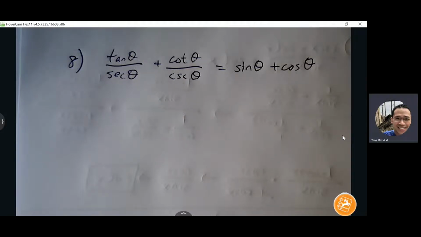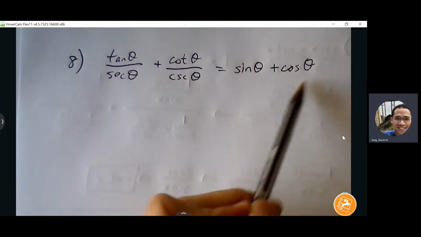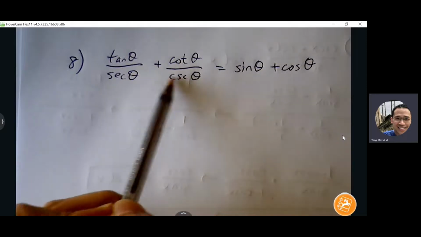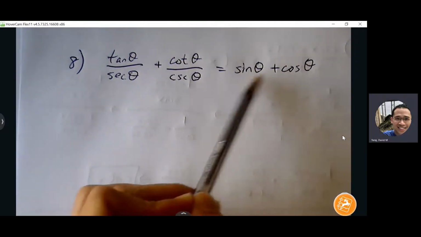Okay, what are you thinking here? Sine cosine. Yeah, kind of giving it away on the right side, right? Well, if everything is sine and cosine, then this should get us to where we want to be.